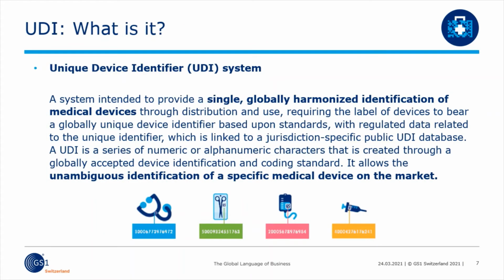Let's start with UDI and the meaning of UDI. UDI is a worldwide system for uniform product labeling of medical devices. The UDI enables the unique identification of a specific medical product on the market. UDI is a series of numeric or alphanumeric characters to identify a medical device globally.